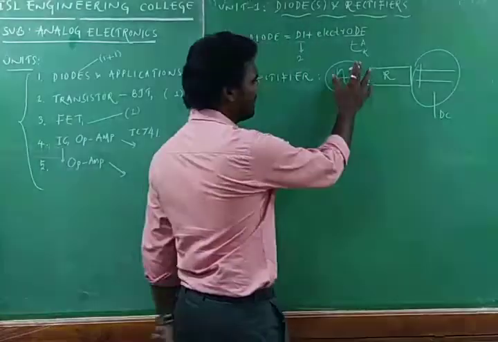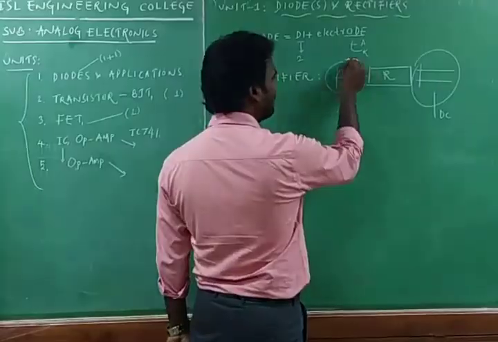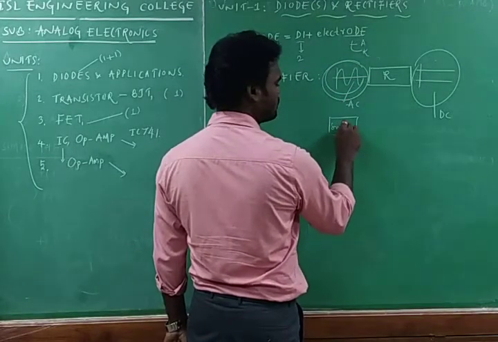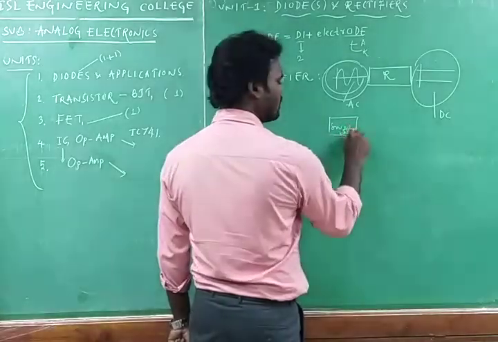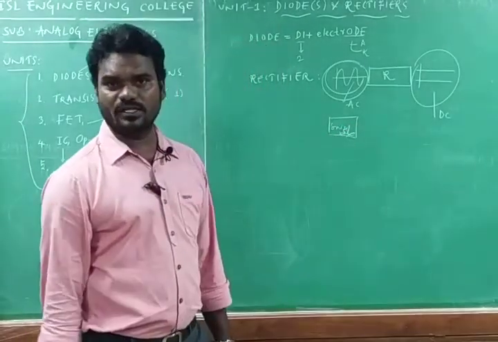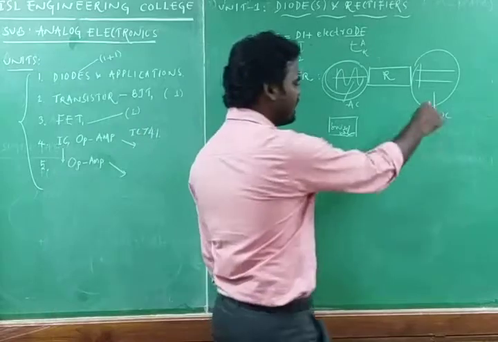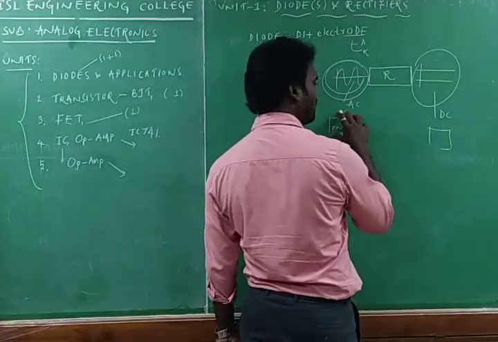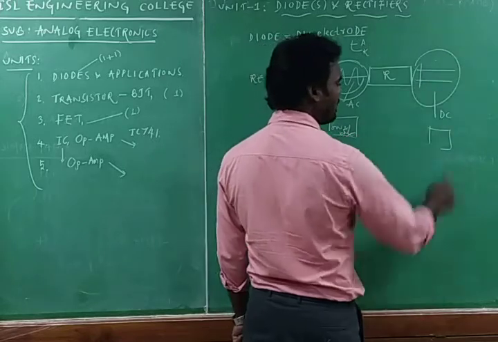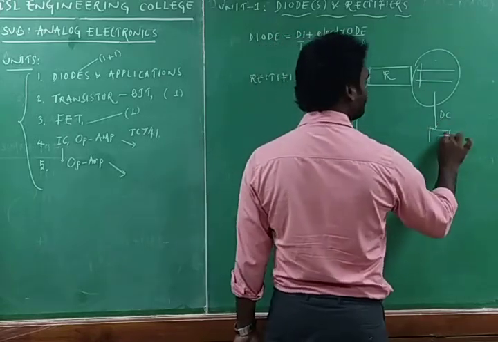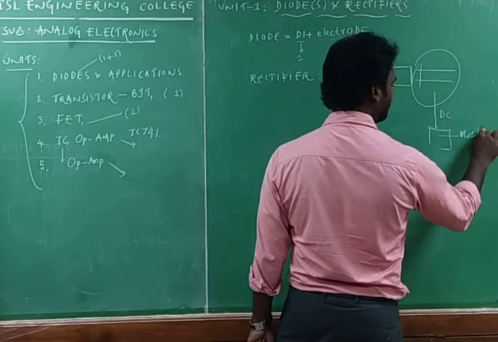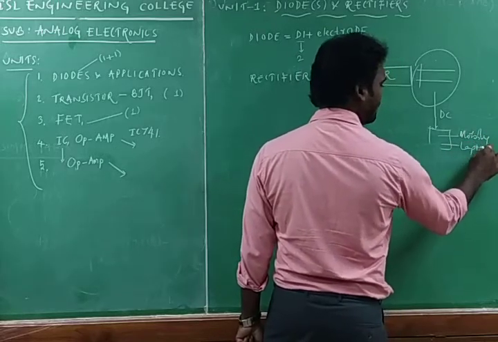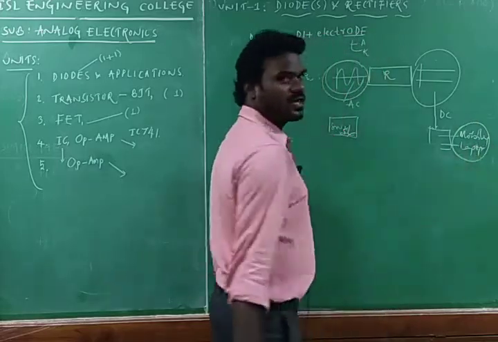And where can we get this AC? We can get this AC voltage source from the switchboard. We connect a rectifier to it, so the rectifier converts it into DC, and this DC is useful for mobiles and laptops.